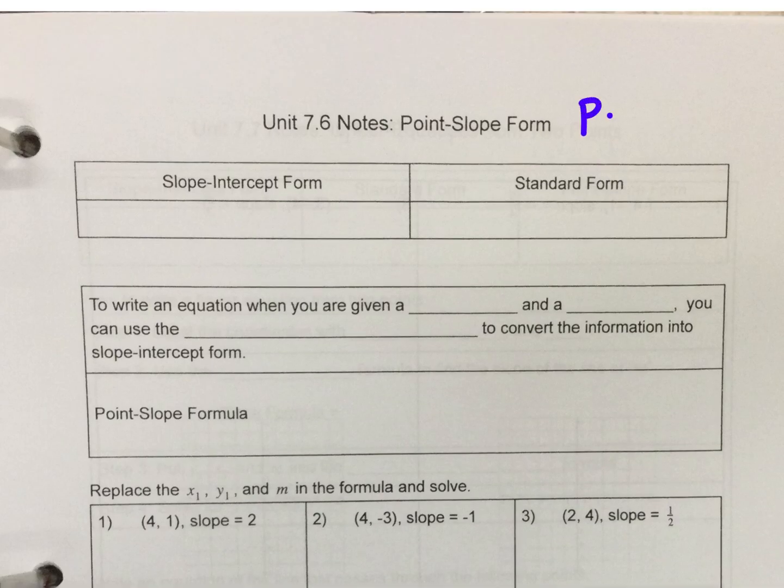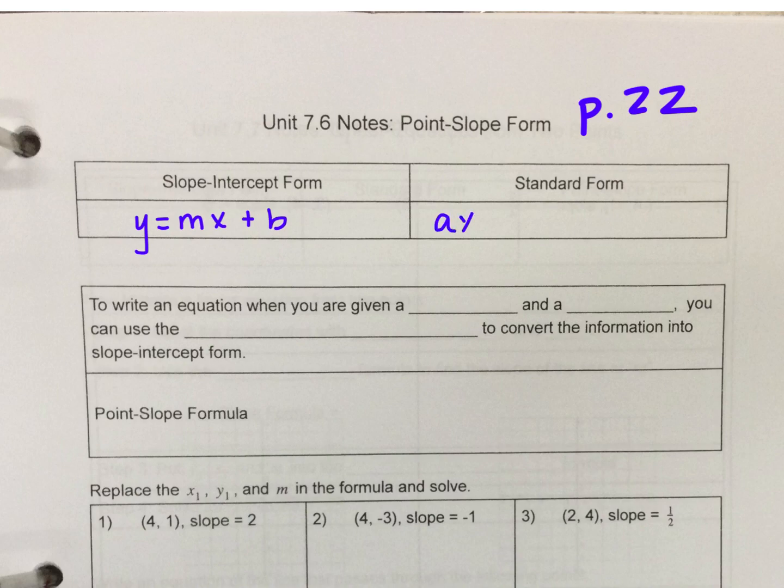This is page 22 in your binder. We are going to talk about point-slope form today. So, slope-intercept form. We have done this forever. It's our favorite one. We use it to graph y equals mx plus b.